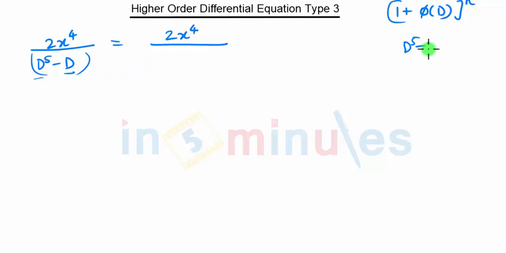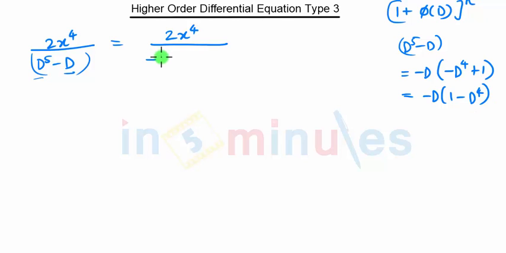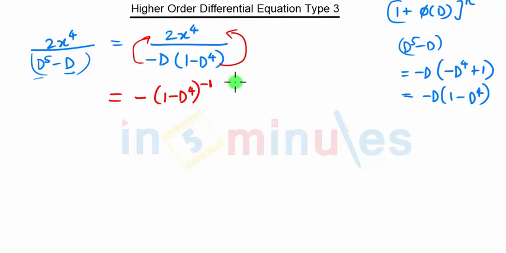So from D raised to 5 minus D, if I take minus D common, I will get minus D into D raised to 4 minus 1, which can be written as minus D into 1 minus D raised to 4. In the denominator now we have minus D into 1 minus D raised to 4. This minus sign will go in the numerator, and this 1 minus D raised to 4 will also go in the numerator. So we get minus 1 minus D raised to 4 the whole raised to minus 1, and this 2x raised to 4 will remain as it is.